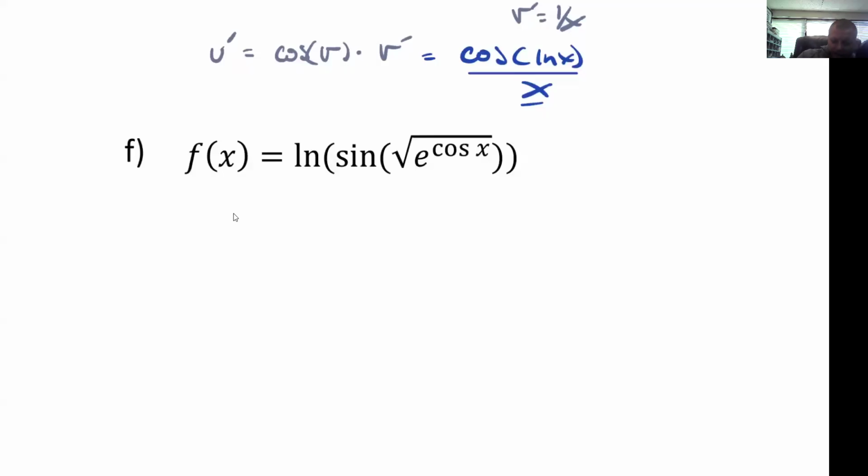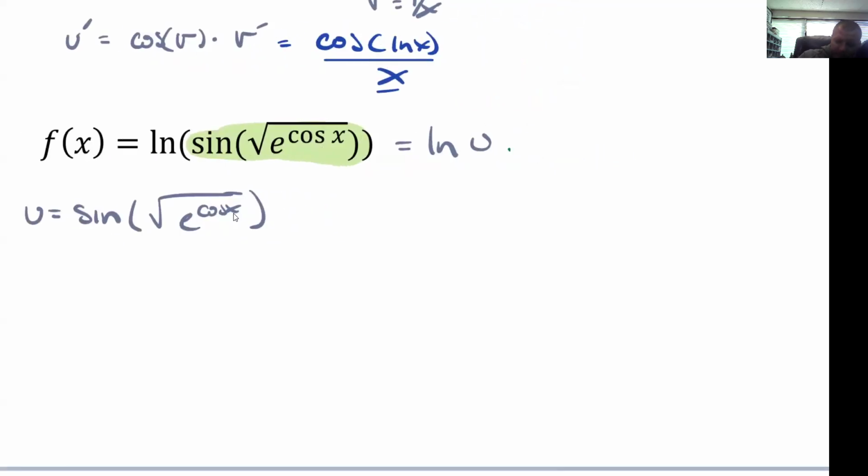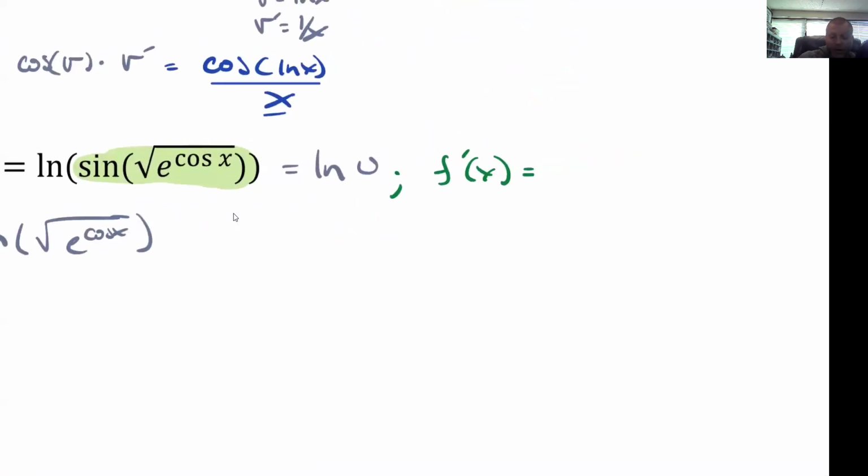Right, so in F, last one here, right? I'm thinking about this as the natural log of u, where u is equal to the sine of the square root of e to the cosine of x. If I take the derivative of the natural log of u, I'm just going to get 1 over u times u prime, or u prime over u.